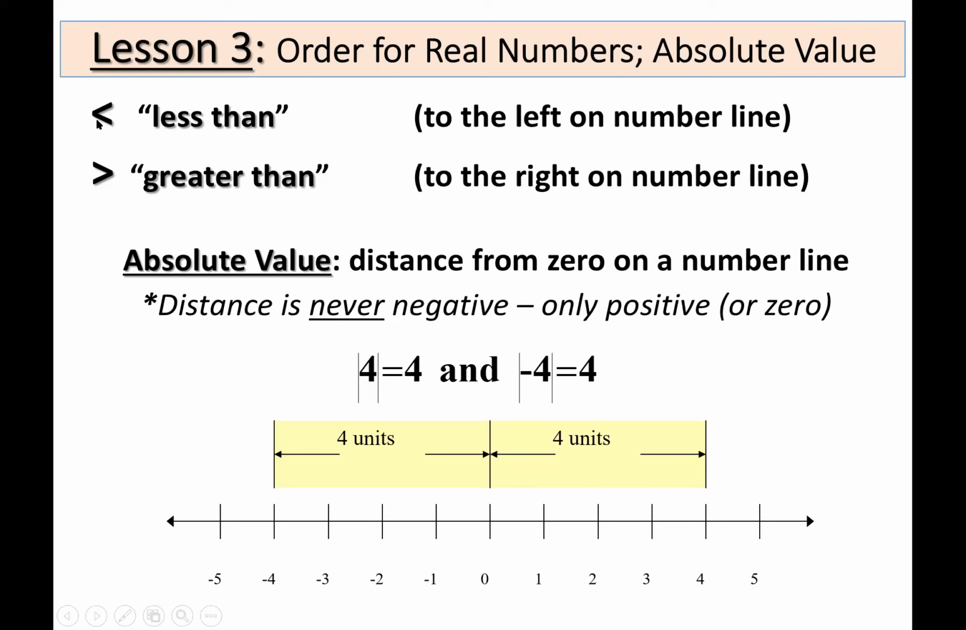Okay, so just a reminder, the less than symbol kind of looks like this L shape. It sort of points to the left. This refers to numbers that are to the left on the number line. So for example, 2 is less than 3 because 2 is to the left of 3 on the number line.